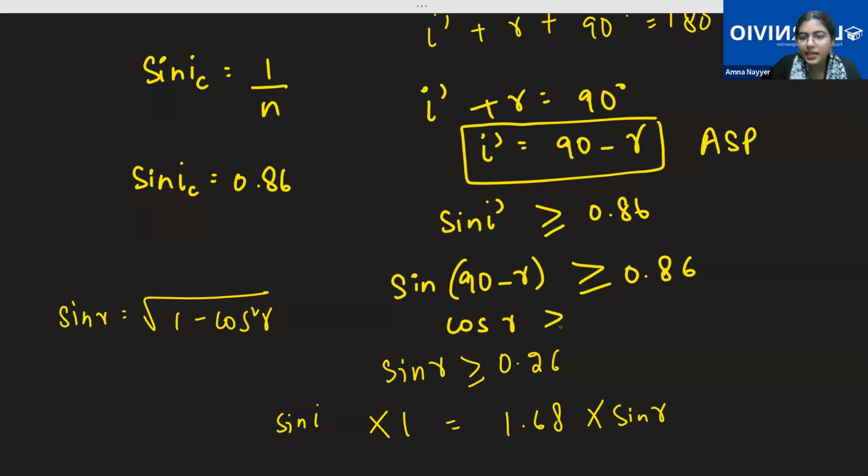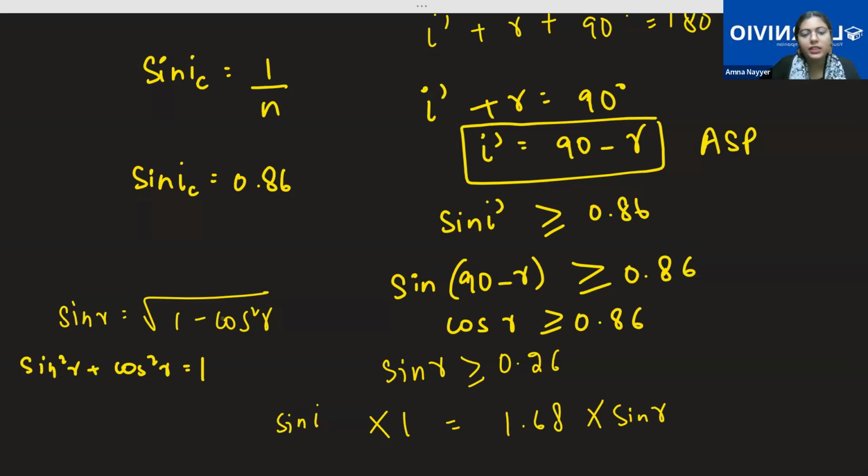cos R is greater than or almost equal to 0.86. Same thing, cos R. Now this sin R is equal to under root 1 minus cos square R. If I use the identity sin square R plus cos square R is equal to 1, sin R will be under root 1 minus cos square R.